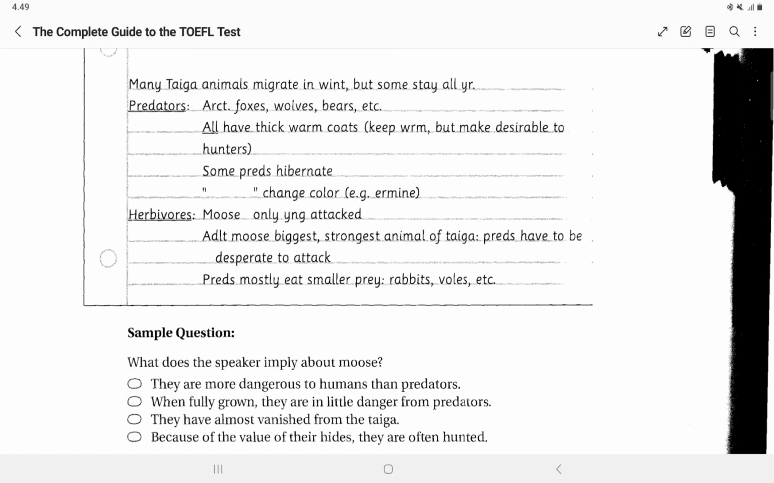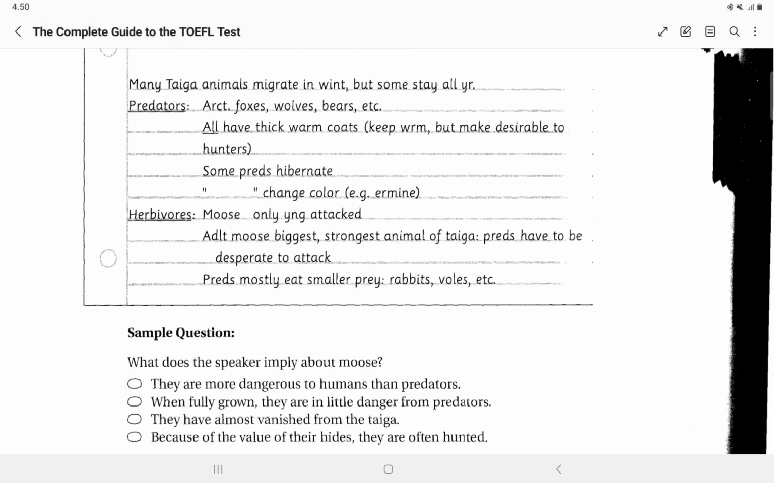Lots of the mammals that live in the taiga migrate to warmer climates once cold weather sets in. But there are some year-round residents. Among the predators, the animals that hunt other animals, there are Arctic foxes, wolves, bears, martens, and ermines. There's one thing all these predators have in common. The ones that live there all year round, they all have thick, warm fur coats, don't they? This heavy fur keeps them toasty in the winter. Of course, on the downside, it makes them desirable to hunters and trappers.